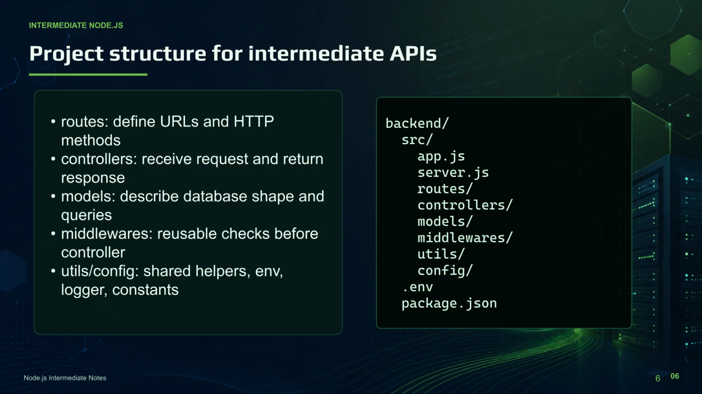An organized project structure is key for scalability. Standardize your folders. Use routes for URL definitions, controllers for request handling, models for database logic, and a dedicated folder for shared utilities and configuration. Keeping your app entry and server startup logic separate is a recommended best practice.